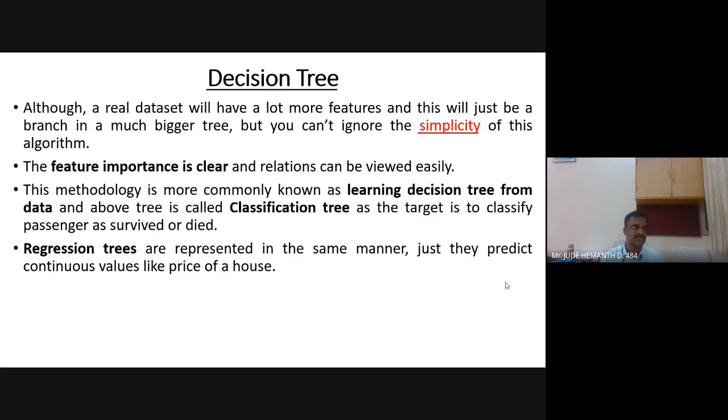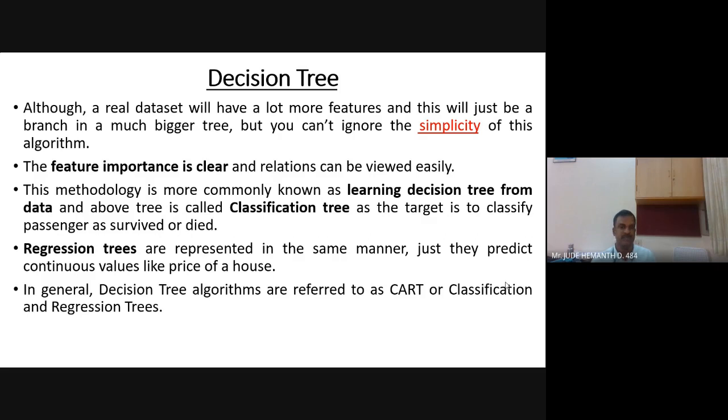So regression trees can also be used in the same manner. They just predict a continuous value, as we have seen earlier, like the price of a house. So remember, you can make use of this decision tree for both classification and regression. And that's why sometimes when you browse the internet, these decision tree algorithms are also called the CART algorithm.